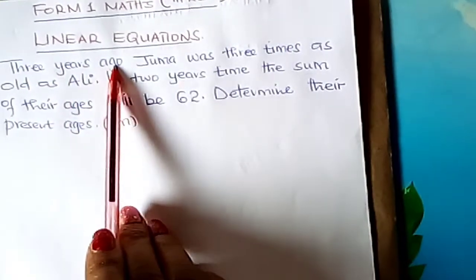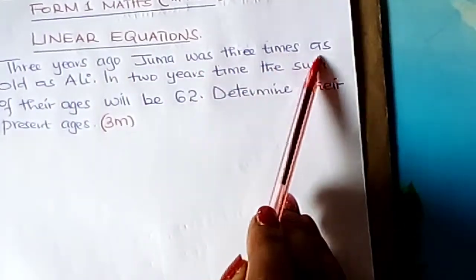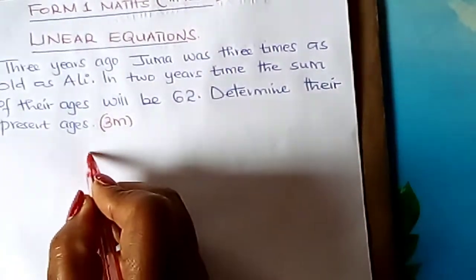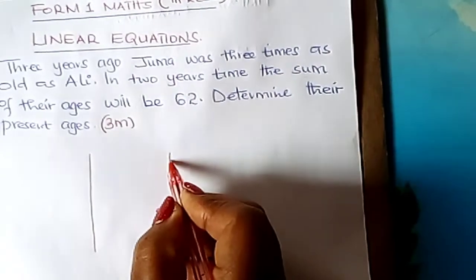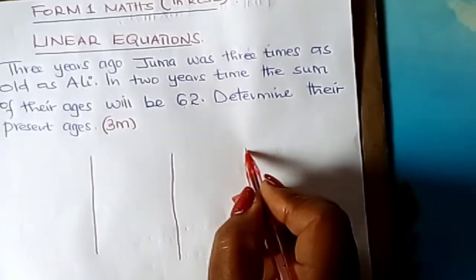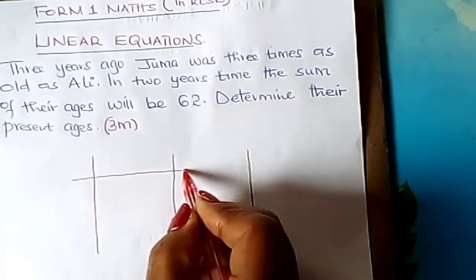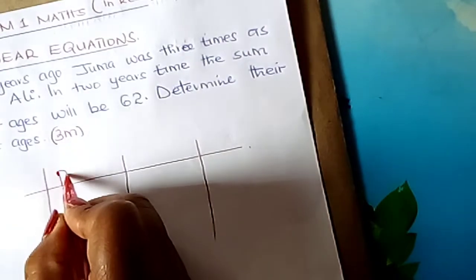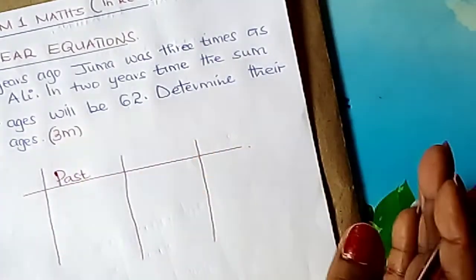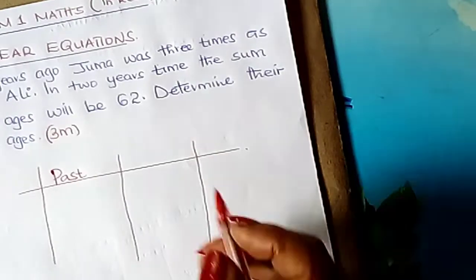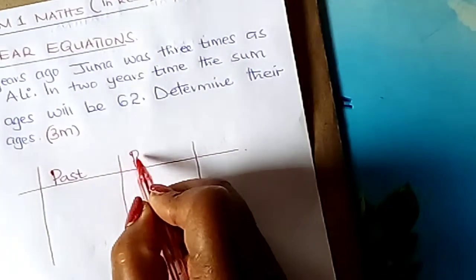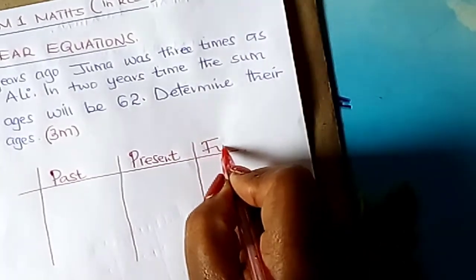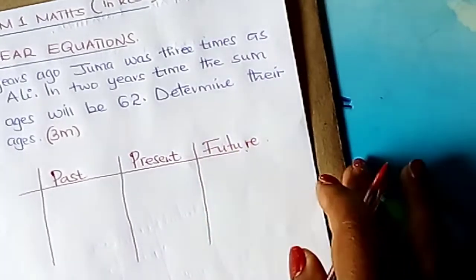3 years ago, Juma was 3 times as old as Ali. So what you do in such a problem, you just come and draw 3 columns, like that. Here, you write past, or it means ago, those years that have passed. Then here you write present or today. Here you are talking about the future. You normally make 3 columns.